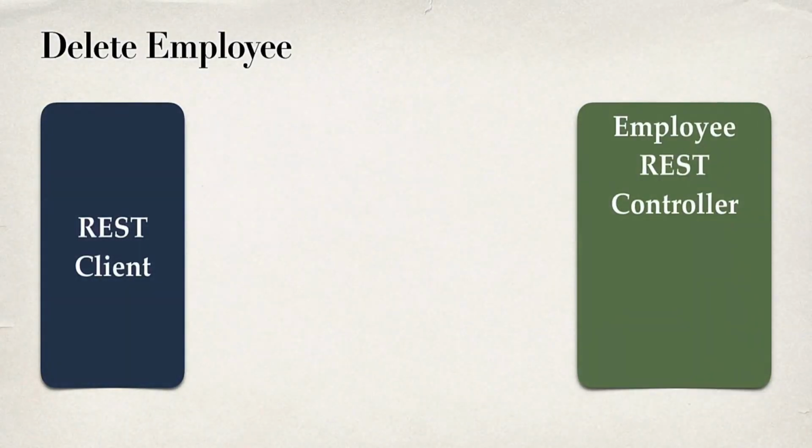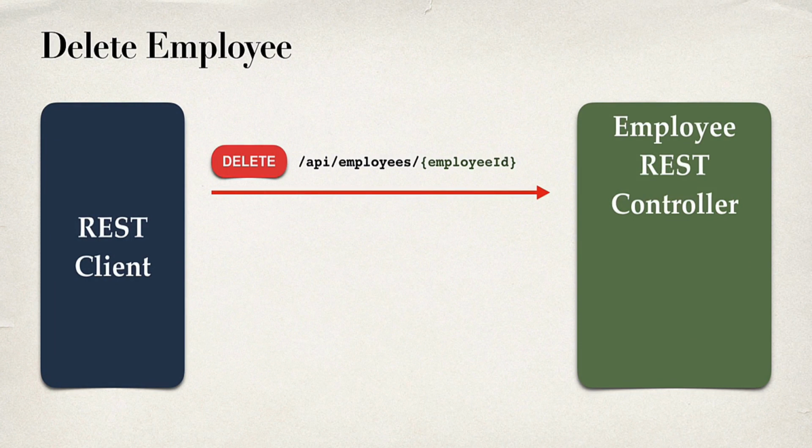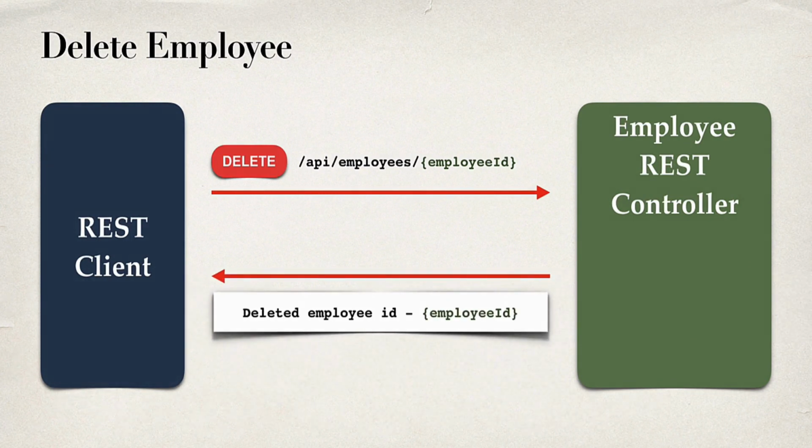And now looking at the other scenario here of deleting an employee, so we send over a delete request for /api/employees/{employeeId}, and then the REST controller will send back deleted employee ID, and they'll simply plug in that ID.